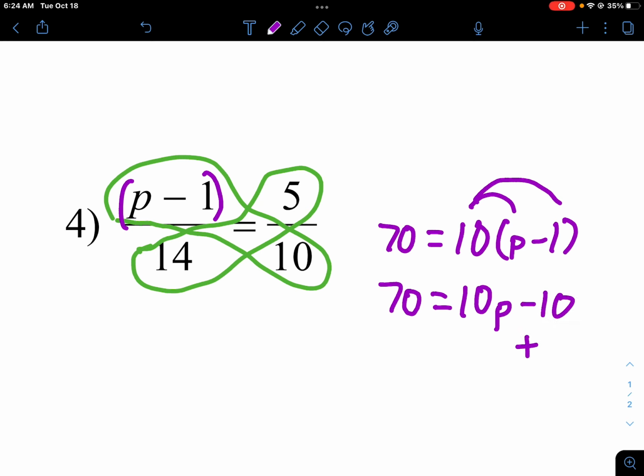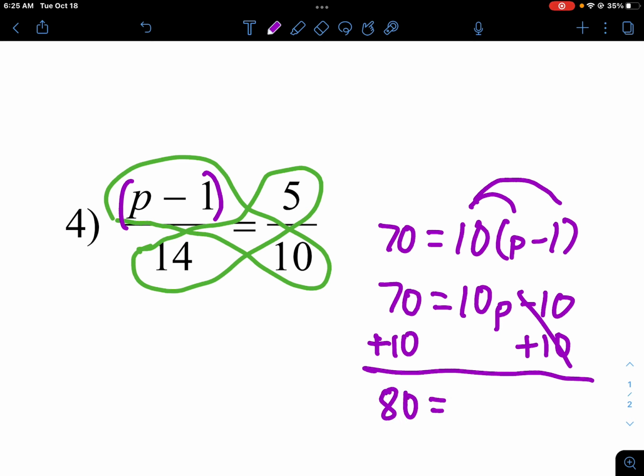And then it's a two-step problem. So add 10. So you get 80, not 18. 80 equals 10p, and divide by 10. So p equals 8.